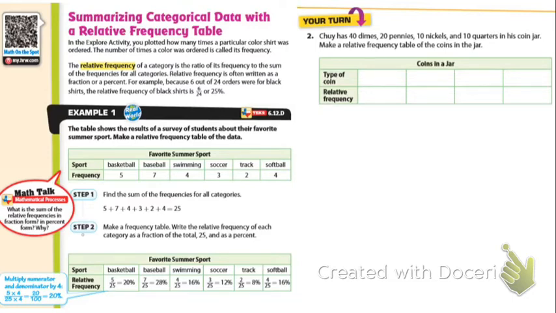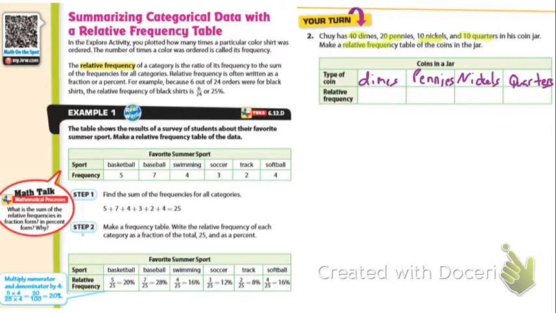It's telling us that Chewy has 40 dimes, 20 pennies, 10 nickels, and 10 quarters in his coin jar. Make a relative frequency table of the coins in the jar. All right, so here, ladies and gentlemen, what are we comparing? We are comparing dimes, pennies, nickels, and quarters.